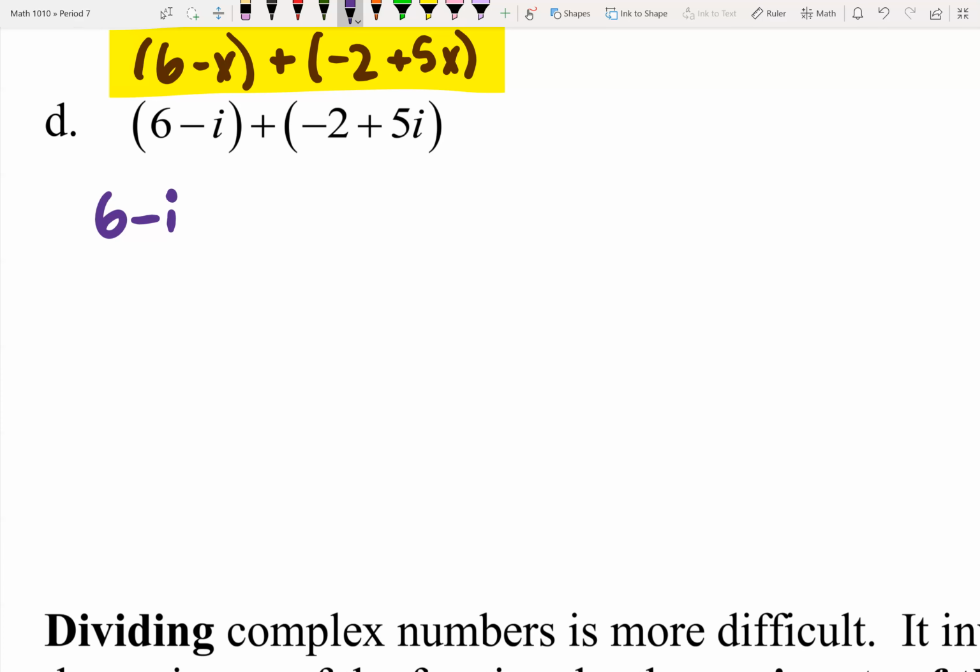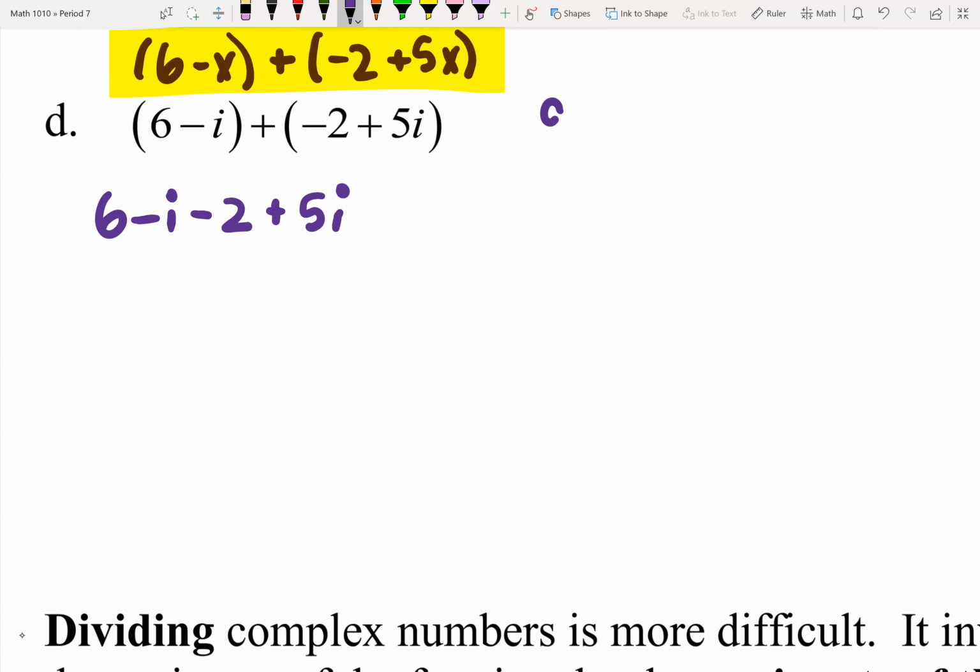Look at the second set of parentheses. If this was a 2 in front of it, necessary. If this was a negative, necessary. I don't have anything there. Like literally there's nothing there. So necessary or not necessary? Not. So positive times a negative is a negative 2 plus 5i.